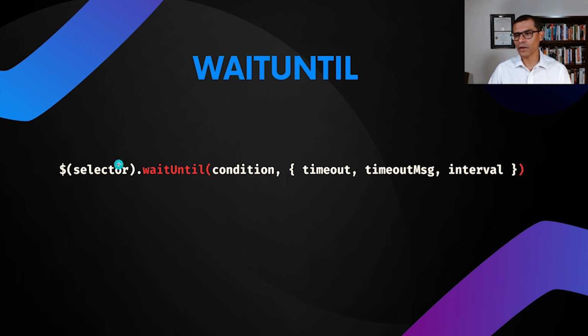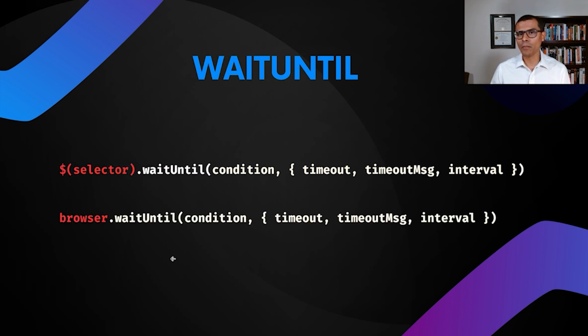We have a selector here, and then we have .waitUntil. And this takes in a condition. So we can pass in different conditions that we want to wait on. For example, you could be waiting for an element to contain a certain text. You also have the option to pass in a timeout, a message, and an interval. And there are a couple of ways to use this command. For instance, you can use it on a web element like we're doing here. You can also use it on the browser instance.